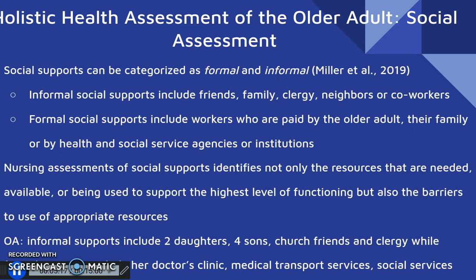Social assessment. Social supports can be categorized as formal and informal. Informal social supports include friends, family, clergy, neighbors, or co-workers. Formal social supports include workers who are paid by the older adult, their family, or by health and social service agencies or institutions. Nursing assessments of social supports identify not only the resources that are needed, available, or being used to support the highest level of functioning, but also the barriers to use of appropriate resources. So it clearly identifies what people must overcome.